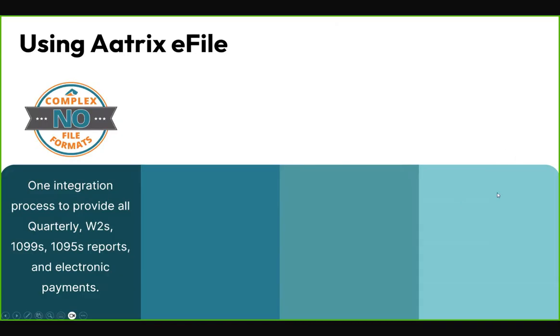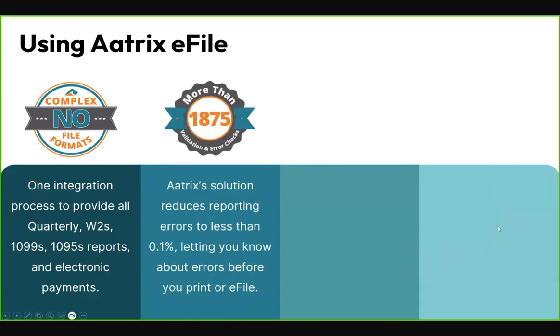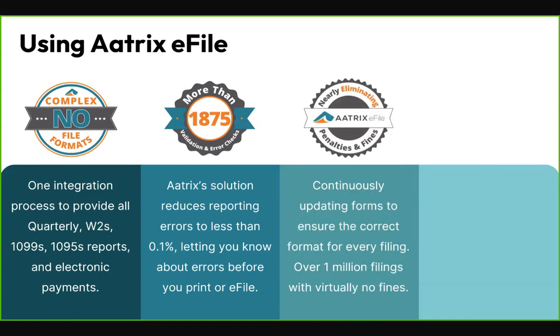In total, Aatrix runs over 1,875 error checks in the background during the filing process. So I know you guys are probably trying to double check the accuracy of your data. Aatrix is triple checking to make sure that everything is right before it gets filed. And because of this error checking, the agency rejection rate that we have is extremely low. So the chance that you have any kind of fines or penalties is greatly reduced.